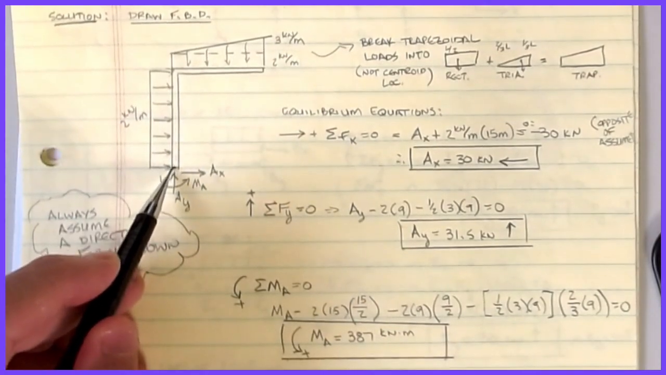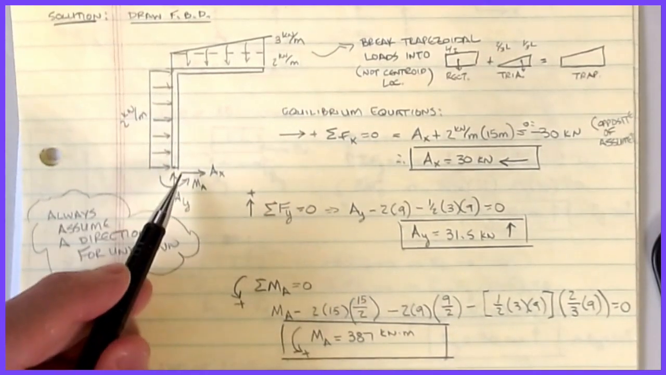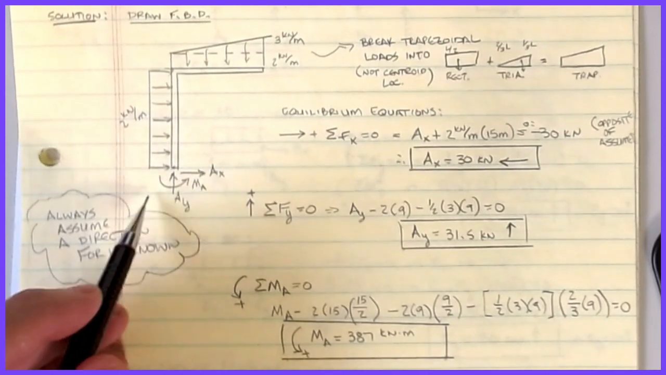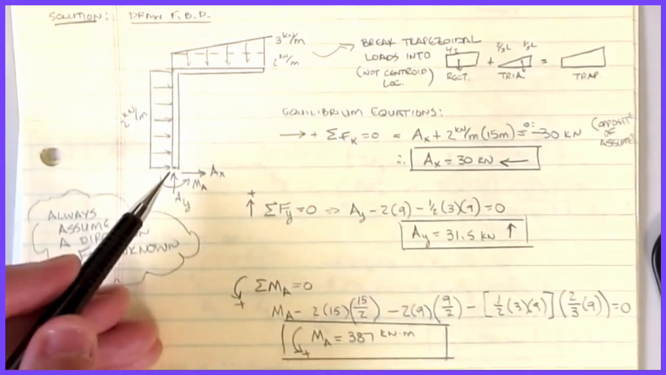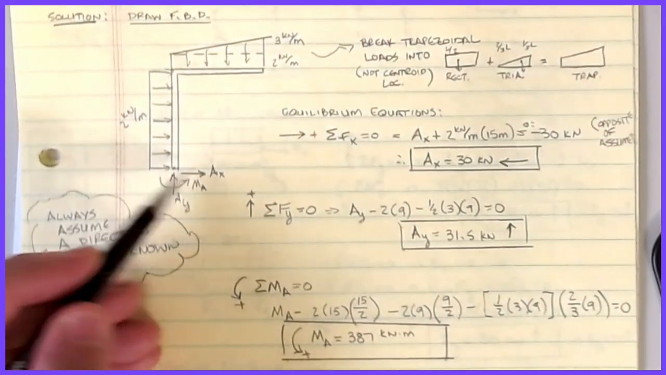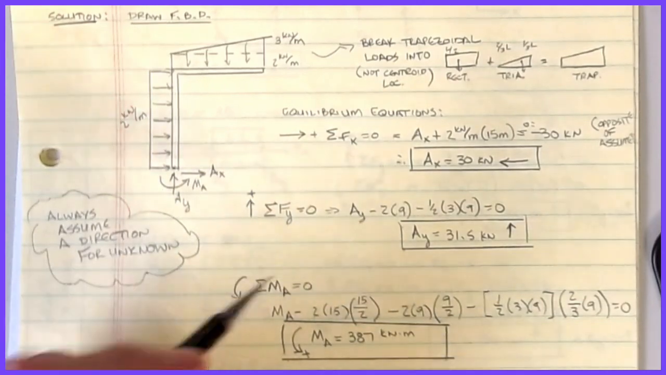So if I sum moments at A, and I do that because one of the reasons I like to do that is it gets rid of AX and AY in case I made a mistake here. Okay, if I screwed this up and I sum moments here, I can still get the moment right because I knocked them out of the equation. So that's why I sum moments at A.